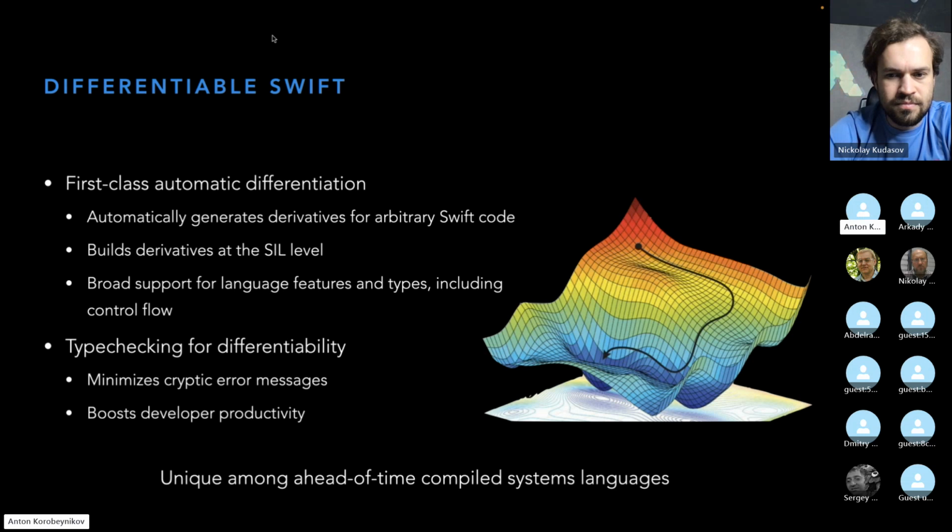And because it's part of the language and part of the compiler, there is broad support for different language features and types, including control flow. There are lots of things already supported from inside the compiler. Like we have all kinds of type checking that minimize cryptic error messages, and all this essentially boosts developer productivity. I don't usually like pathetic words and so on, but I would definitely say that's more or less unique among the ahead-of-time compiled system languages.